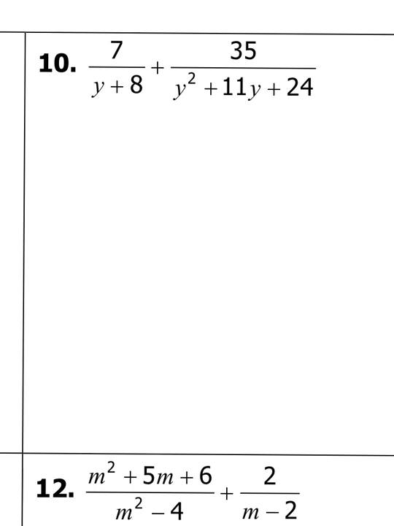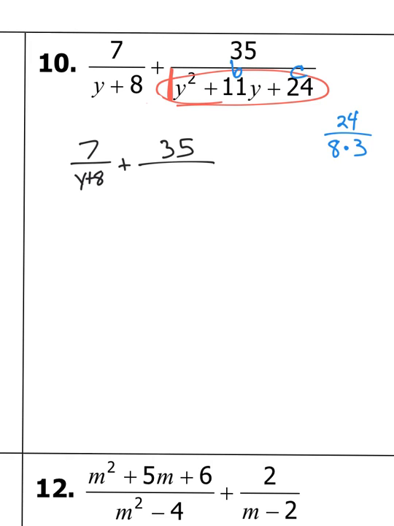For this example, I look and say, I can't really take out a GCF here, but I do have a trinomial with the coefficient of the squared term being 1. Your a is 1. So in order to factor it, you would just say, what are my factors of my c term that add up to the b term? What are my factors of 24 that add up to 11? So that would give me on the bottom y plus 8, y plus 3. I factored this with those two factors of 24 that add up to 11.